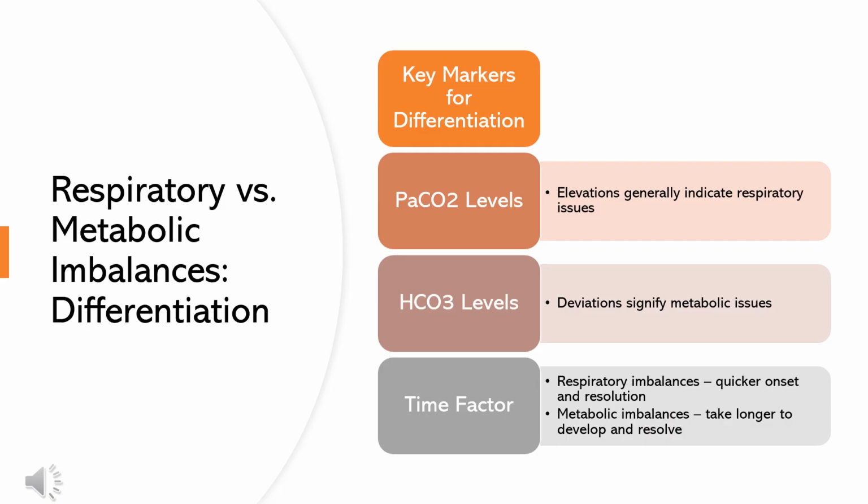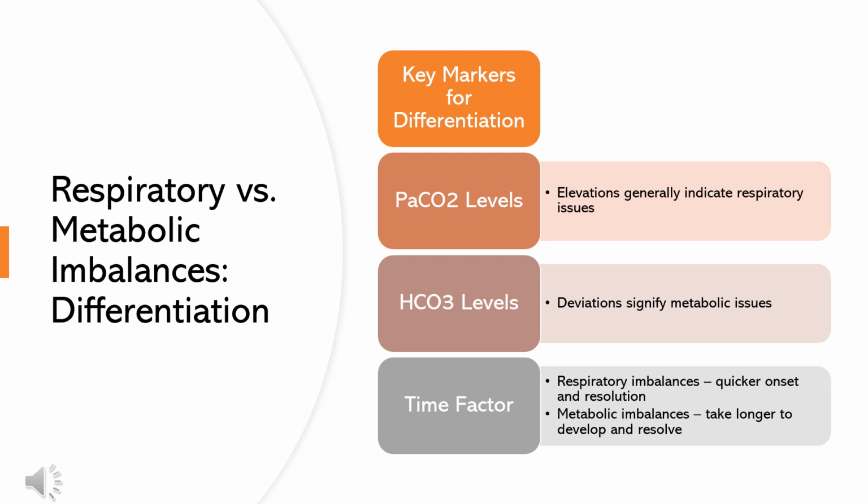When we're looking at respiratory and metabolic imbalances, we need to be able to differentiate between the two. Accurate diagnosis of the underlying condition is pivotal for effective treatment. Misinterpretation can lead to incorrect treatments and further imbalances. For example, mistaking respiratory acidosis for metabolic acidosis and treating with bicarbonate can exacerbate the patient's condition.